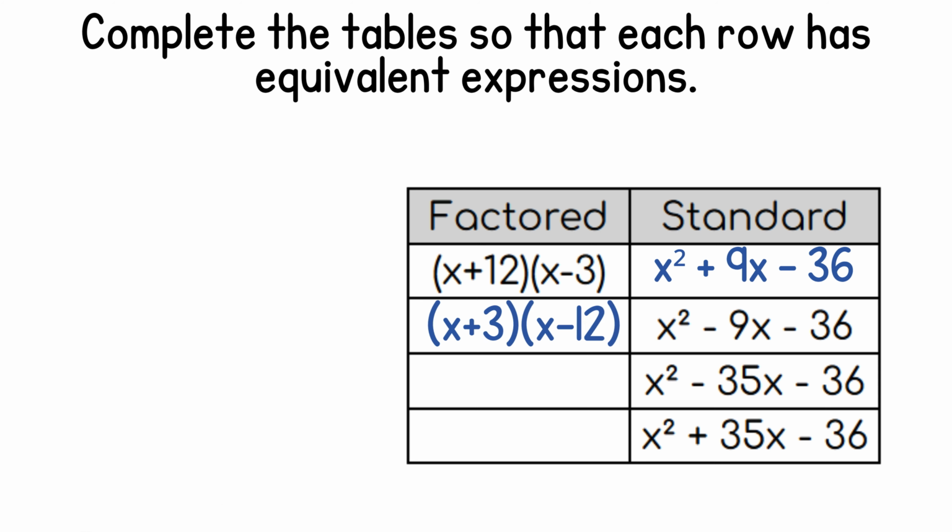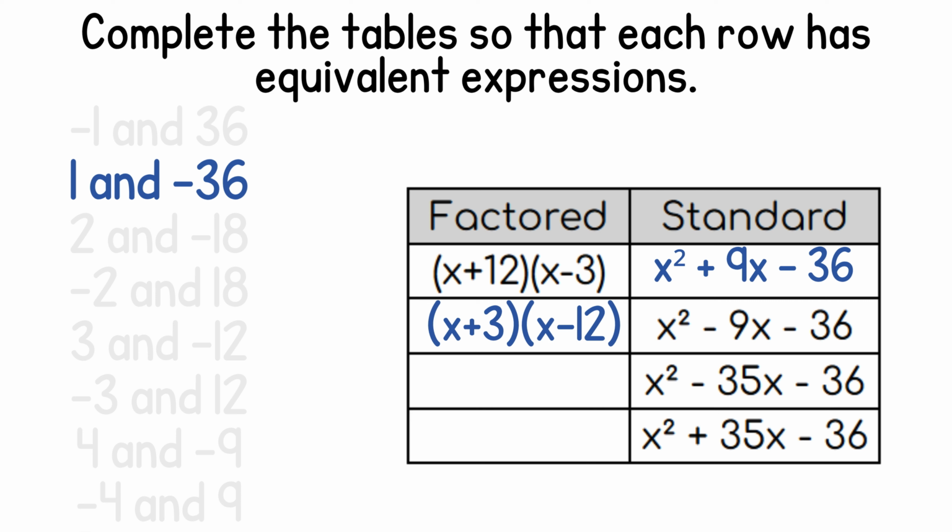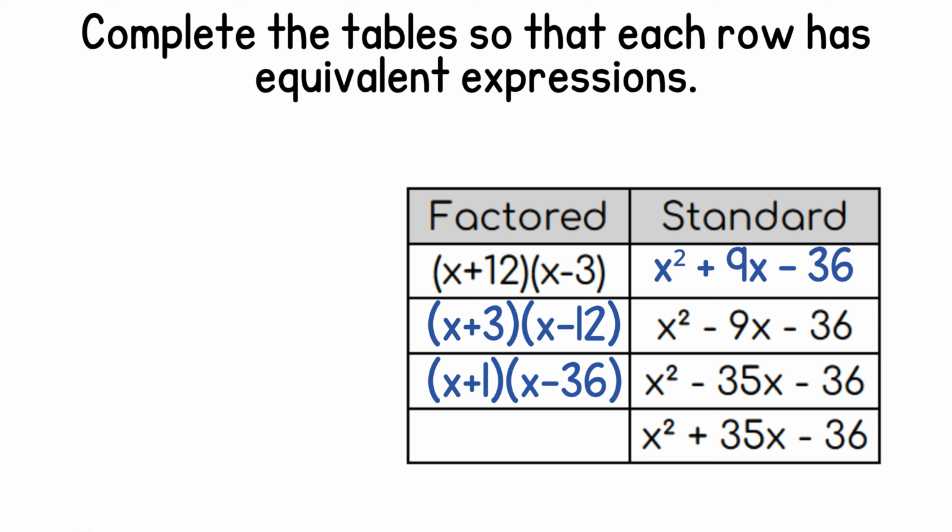Now let's look at the one below it. So we have the same factors of negative 36, but this time it needs to add to negative 35. We can see this happens with 1 and negative 36. So we'll put this into our factored form.